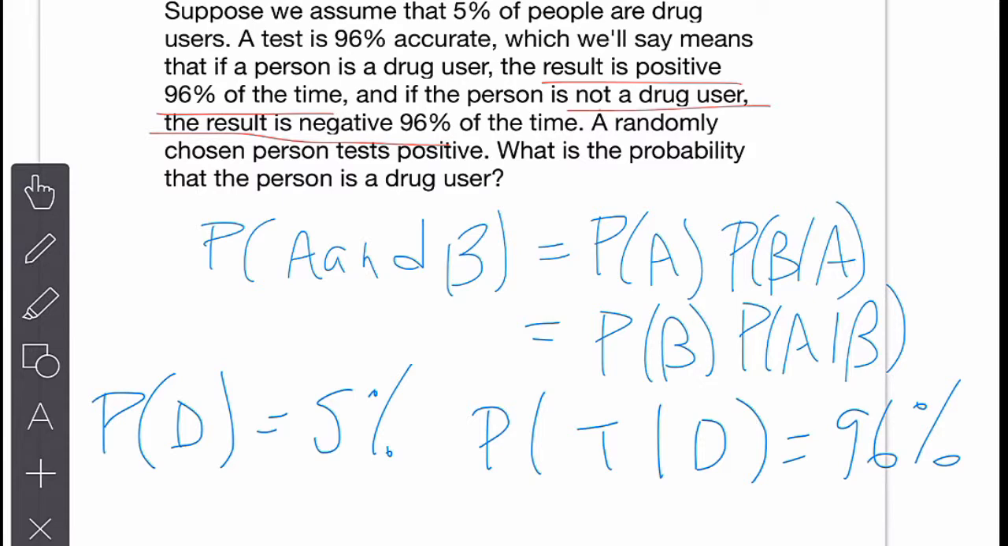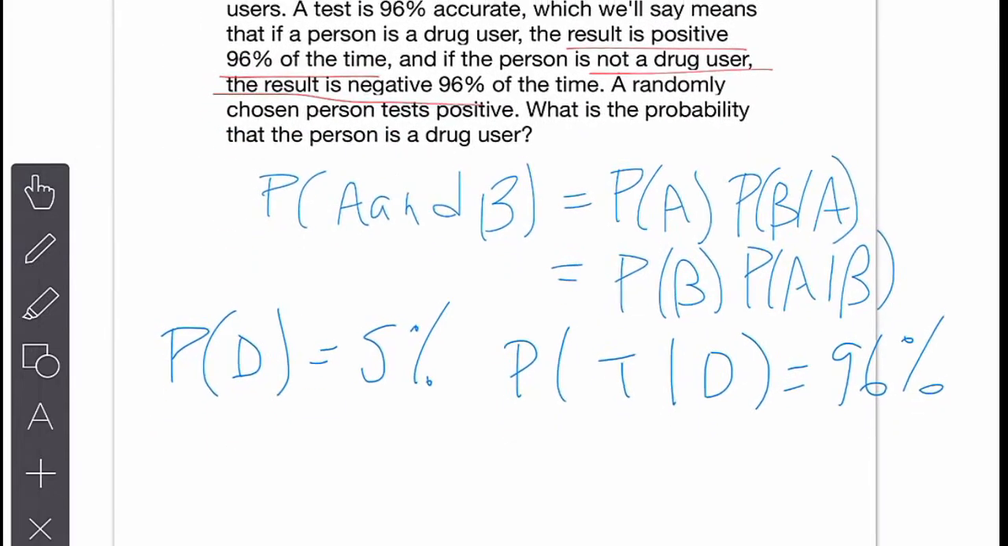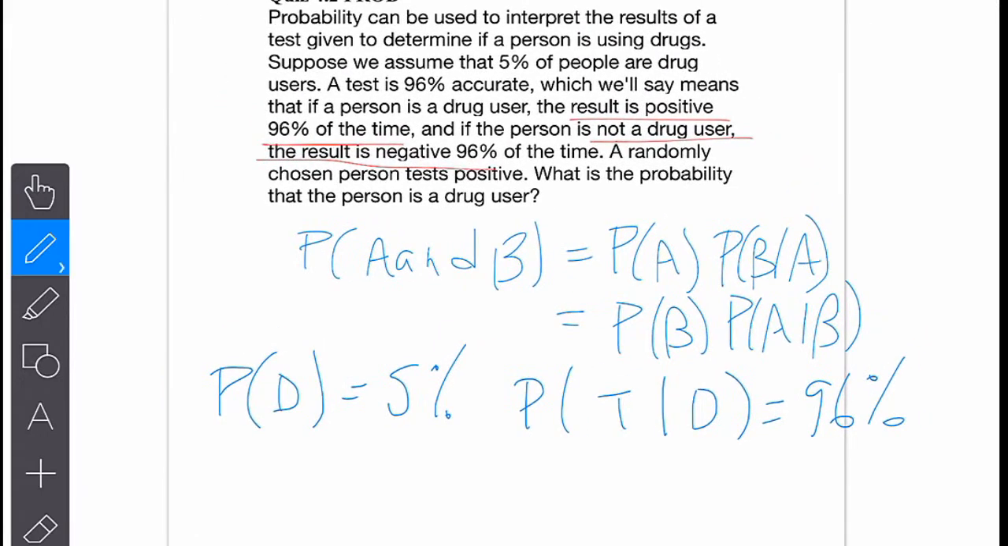The next part. If the person is not a drug user, the result is negative 96% of the time. So that is the probability that if they're not a drug user, the test should be negative. I'm going to use bars on top to say not, okay? I could do it with pluses or minuses, I'll just do it with the bar on top. Hope it's not confusing. This is also 96%. So that is your data. That is your information. Those are your parameters.